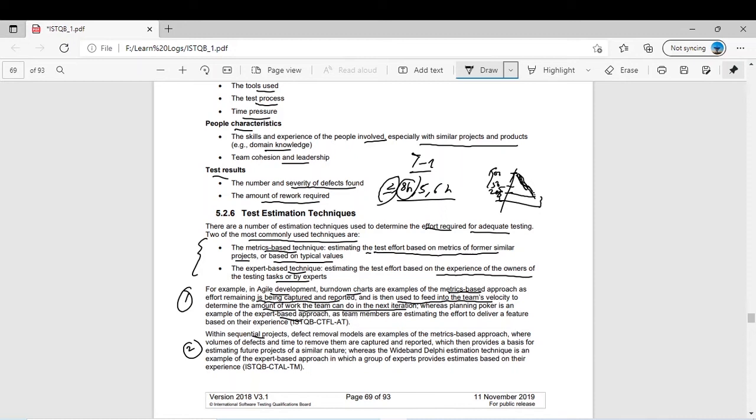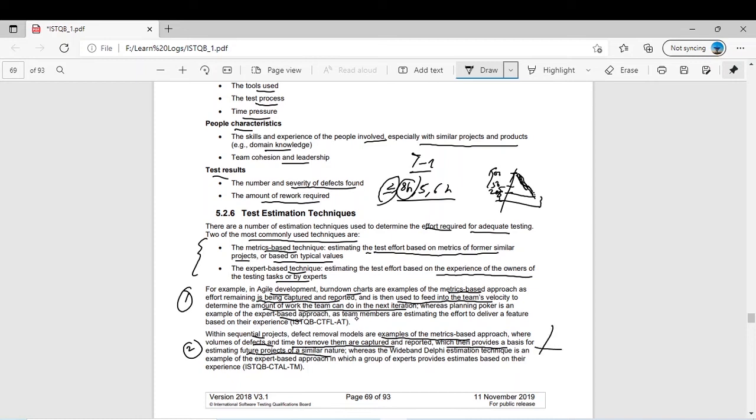Within the sequential project, like we know in chapter number 2 we have discussed in detail the two different life cycles. One was agile development or iterative development, the other was sequential. So now within sequential project, defect removal models are an example of metric-based approach where volume of defects and time to remove them are captured and recorded, which then provides a basis for estimating future projects of a similar nature. So what they do, they have a defect removal model.